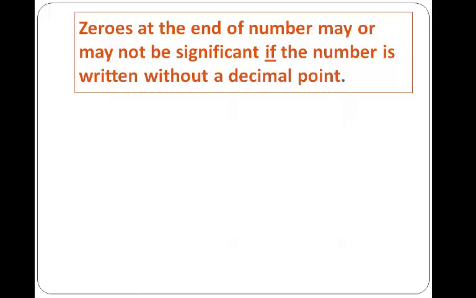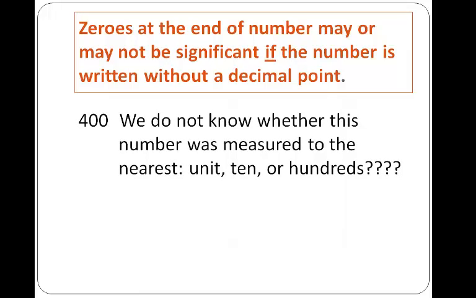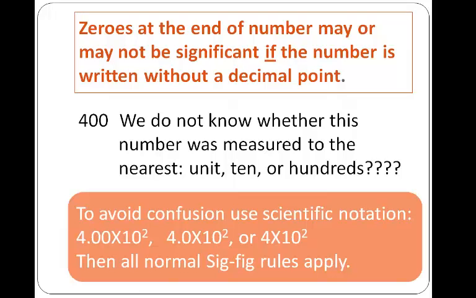Okay, now we get to the complicated rules. Zeros at the end of a number may or may not be significant if the number is written without a decimal point. So remember the last rule, it was if there was a decimal point. And this one we're saying there's no decimal point. So if I gave you the number 400, we don't know if that's to the nearest unit, the nearest tens place, the nearest hundreds place. No idea.